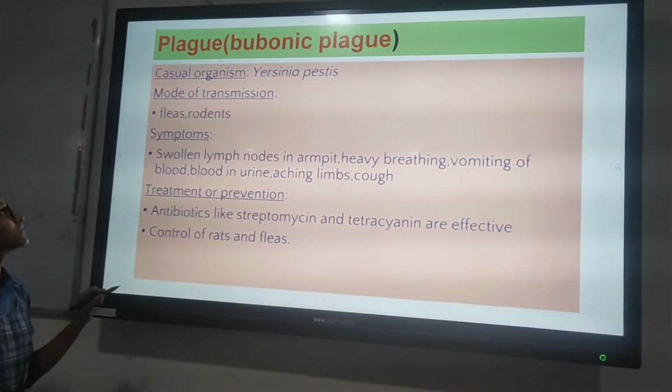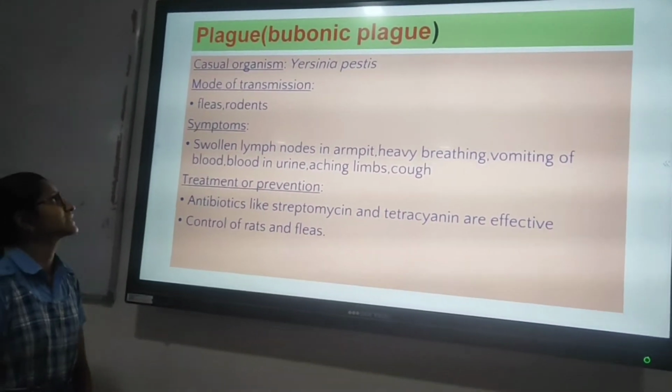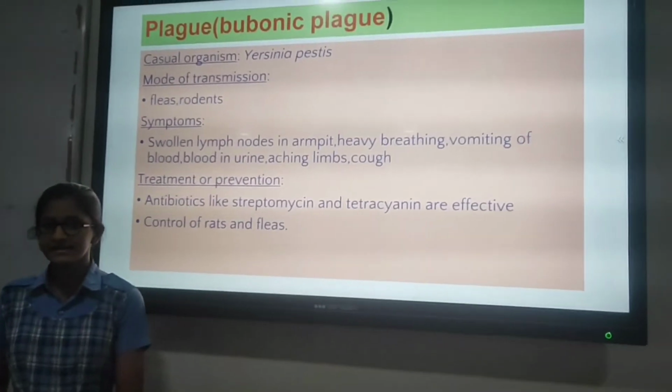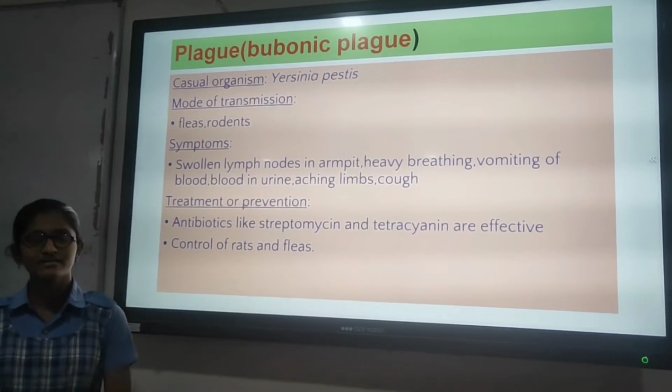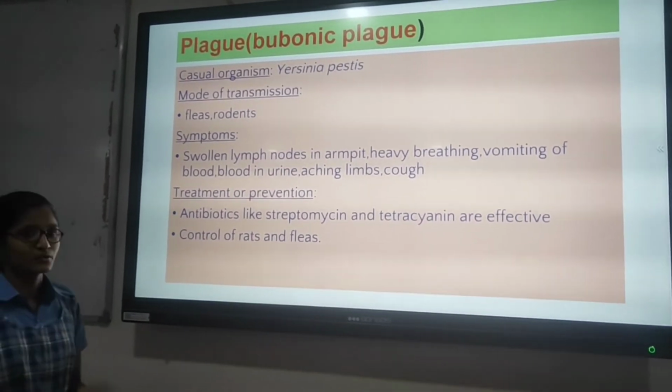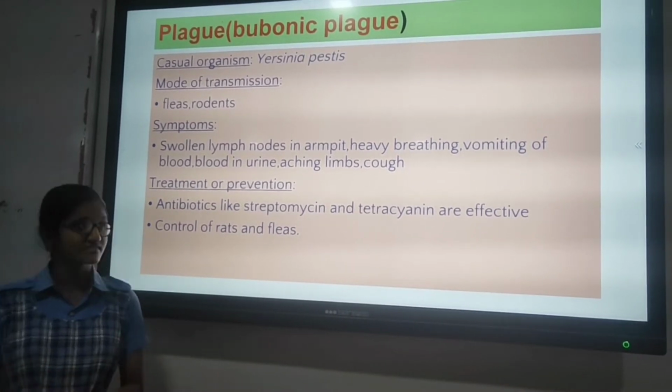And let us discuss one more disease, that is plague. Plague is also called bubonic plague, and it is caused by the bacteria Yersinia pestis, and it can be transmitted by fleas and rodents. Fleas are nothing but a type of insect, and rodents are nothing but a type of rat.